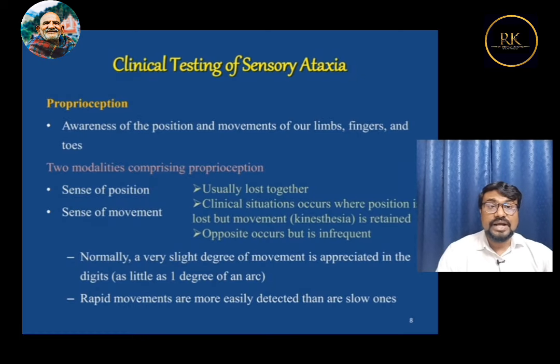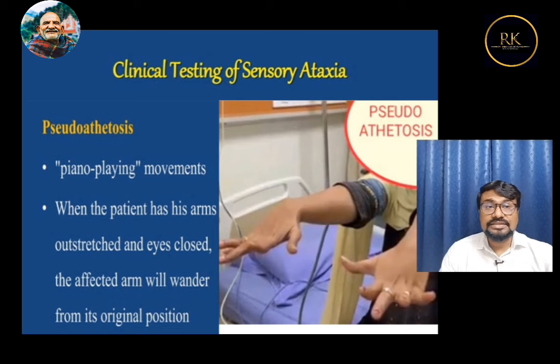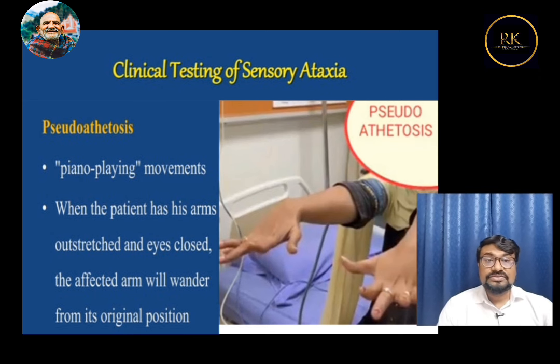The tests for sensory ataxia include proprioception. To test proprioception, which is defined by awareness of position and movements of our limbs, fingers and toes, it includes two modalities, that is sense of position and sense of movement. Normally, a very slight degree of movement is appreciated in digits, that is 1 degree of arc, and rapid movements are more easily detected than slow ones. Other clinical tests for sensory ataxia include pseudoathetosis, which is piano playing movements. When the patient has arms outstretched and eyes closed, the affected arm will wander from its original position. That is called pseudoathetosis, which can be seen in this figure.